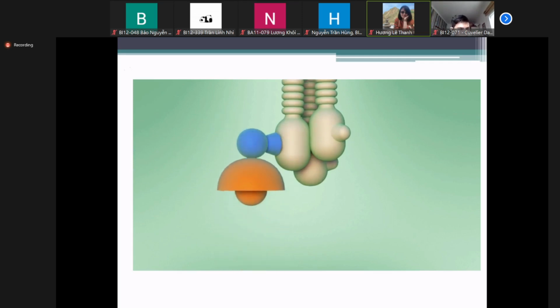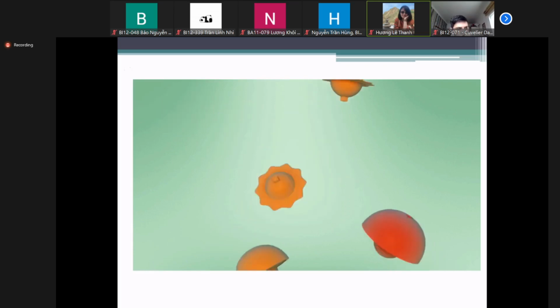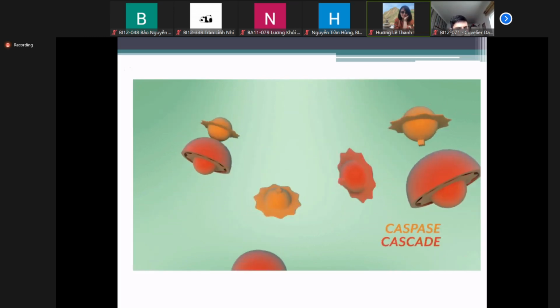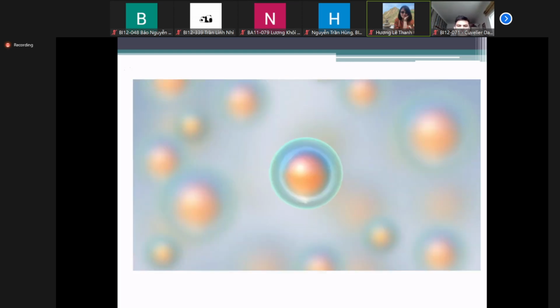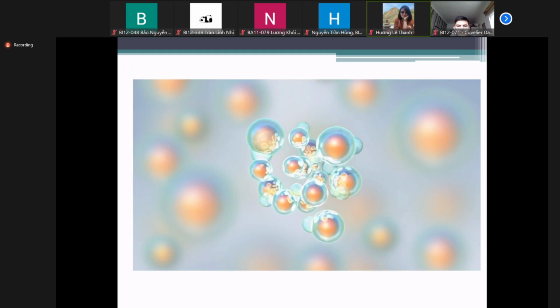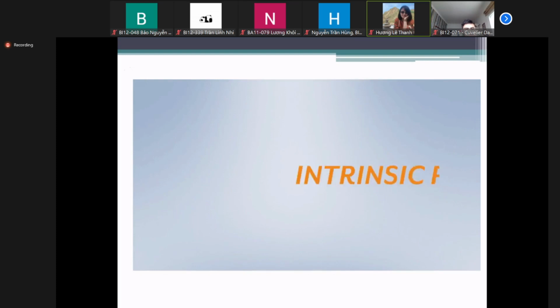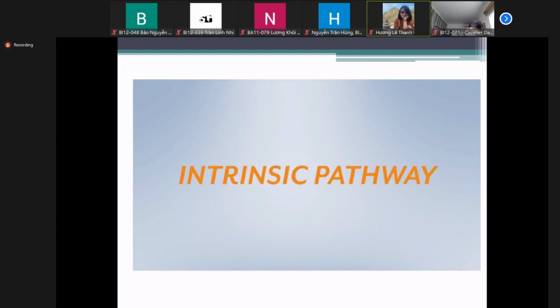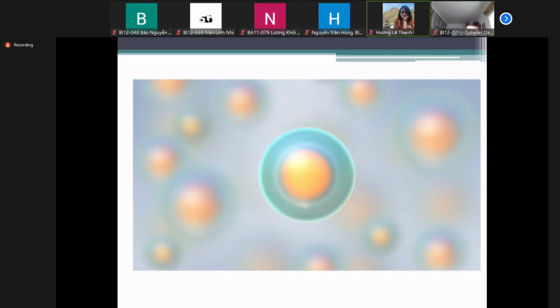In the final step of the extrinsic pathway, caspases activate each other in a self-amplifying process called the caspase cascade. Apoptosis is then initiated as the active caspases begin the breakdown of cellular materials. The caspase cascade acts as a common endpoint for the second apoptotic pathway, known as the intrinsic pathway. As its name suggests, the intrinsic pathway is initiated from within the cell.